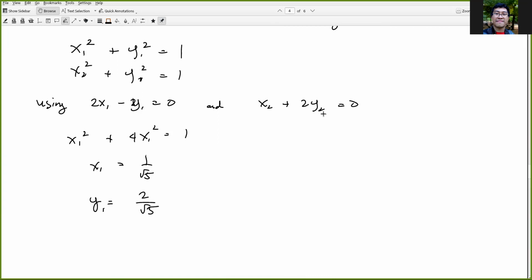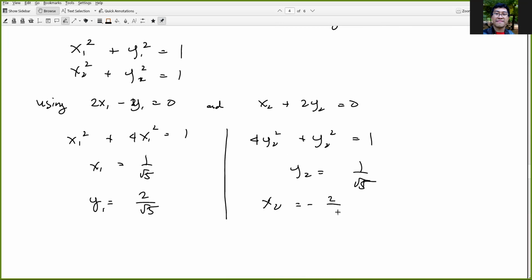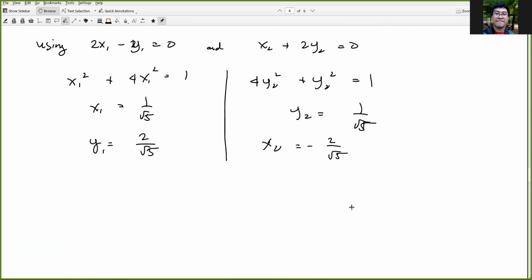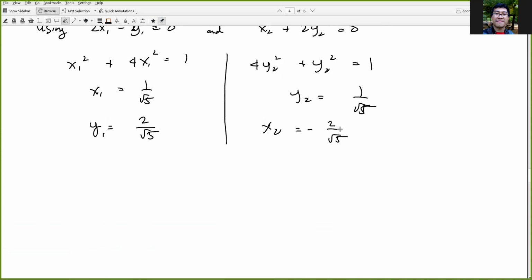Okay, so for this case, you have x2 equals negative 2y2, so here x2 squared would be 4y2 squared plus y2 squared, this is 5, equals 1. This is 5 again, y2 equals 1 over square root of 5. x2 would be negative from here. It's negative 2 over square root of 5. So we found this.